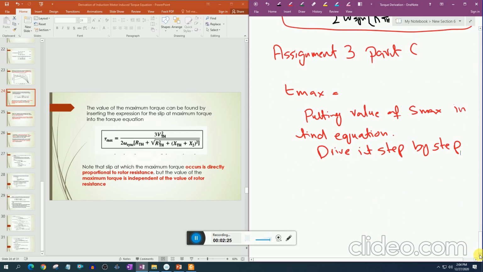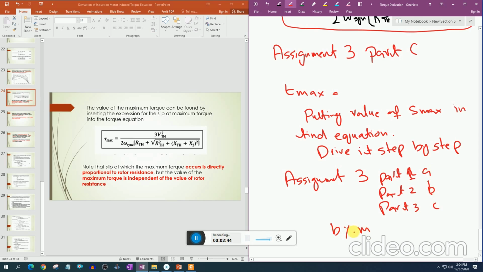Collectively, the assignment 3, part 1, part 2, part 3, which is A, B, C, by email till 2021.